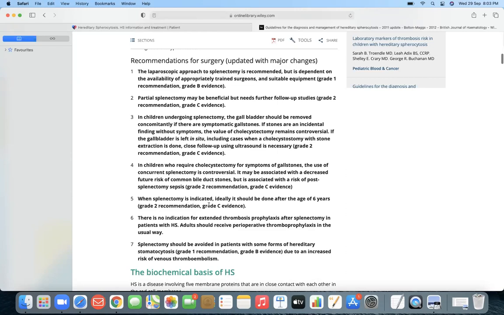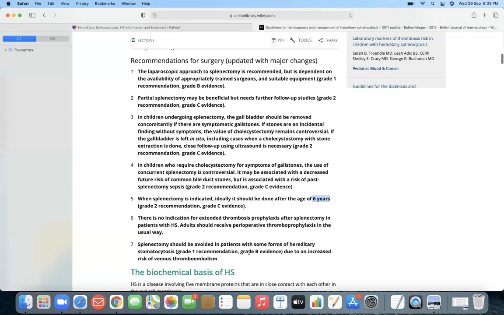When splenectomy is indicated, ideally it should be done after the age of 6 years. This is very important to remember, okay? Whenever splenectomy is indicated, it should be done after the age of 6 years. There is no indication for extended thrombosis prophylaxis after splenectomy in patients with HS. So no indication, so no need to remember this.